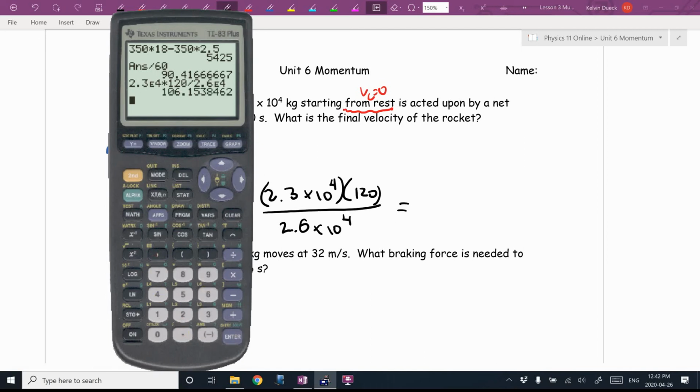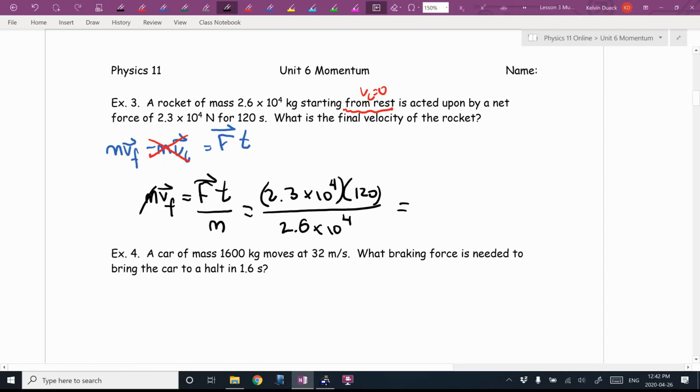And I get a final velocity of, I think I'm right, looking for typos, looks like 106 meters per second, 106.15, and so on. I'll go with 106 meters per second. Okay.